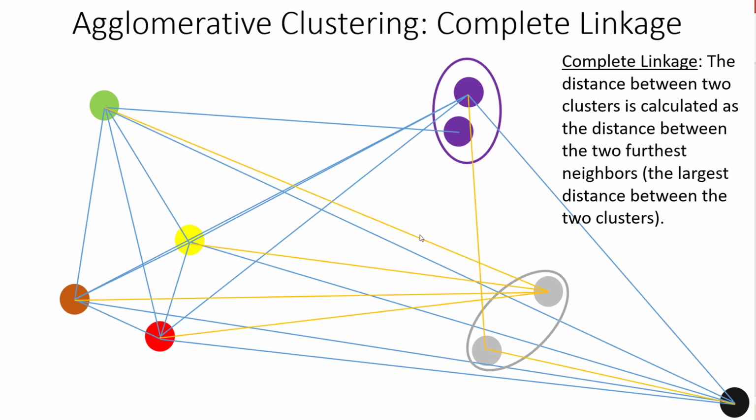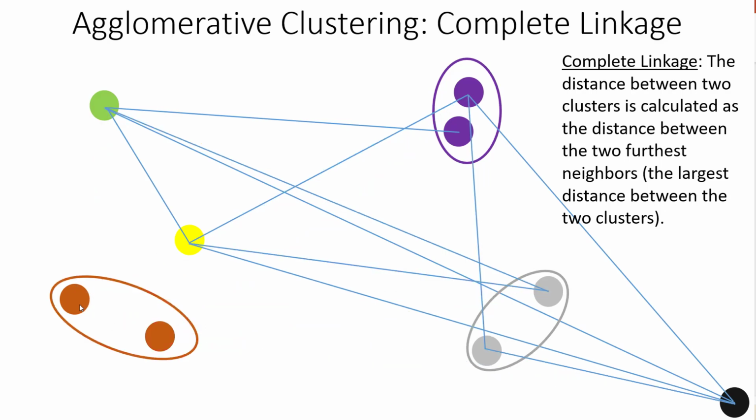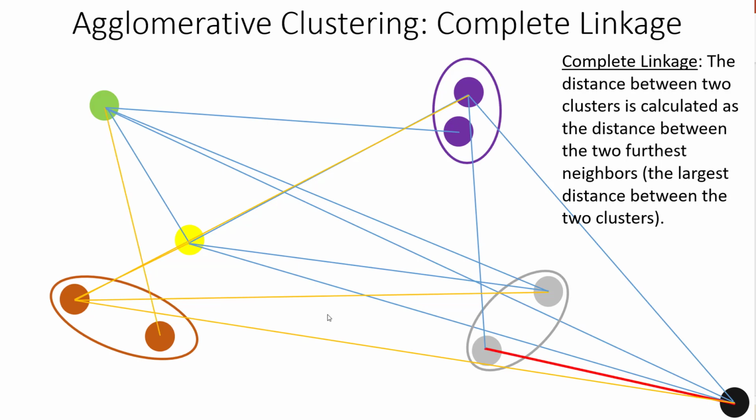And we'll just repeat this step over and over again. Brown with red, merge those 2 together since that's our shortest distance for our lines. And then the distance between brown and gray will be the leftmost brown dot with the rightmost gray dot. The distance between brown and purple will be the leftmost brown dot with the topmost purple dot. And then this one down here is going to be the one that's the farthest away from yellow and green. So we'll connect them that way.